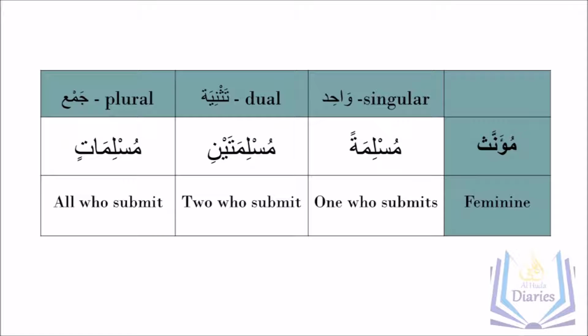And when it comes to the state of nasab jam of muannas, it will become muslimatin. So the last letter will get a fatha. And when it comes to rafa, it was muslimatun. So here it will become muslimatin. Remember, although it is in the state of nasab, we don't put muslimatan. Rather, it will become muslimatin. It will get a kasratain.